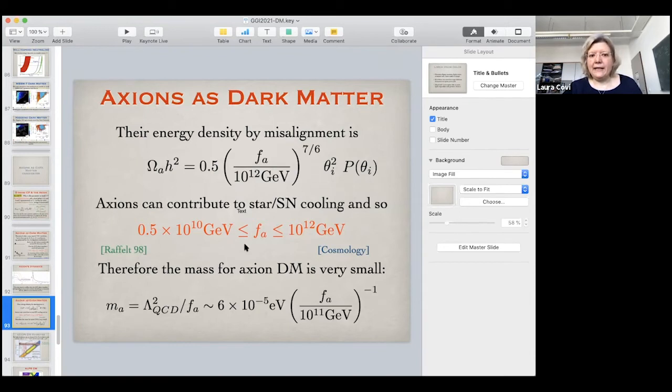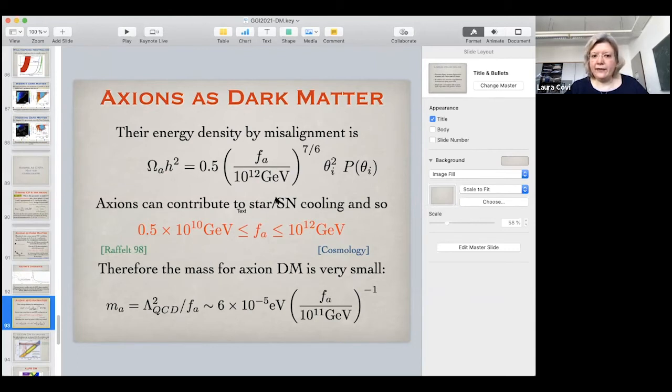Now, as we saw yesterday, to get the right number density, FA is of the order of 10 to the 12 GeV, which is also good news because it's still allowed. Indeed, I have a picture later on and we will discuss this. We have some constraints on FA and they come from the cooling of stars and supernovae.